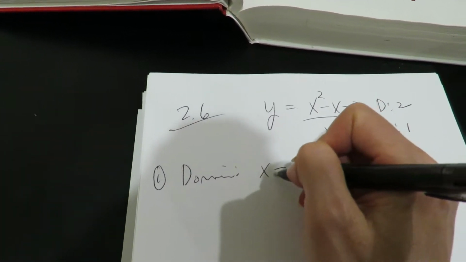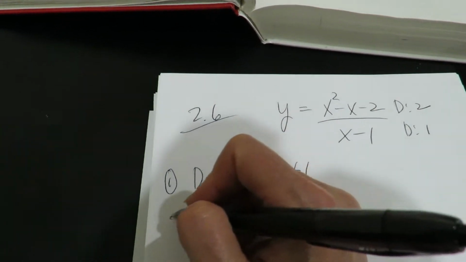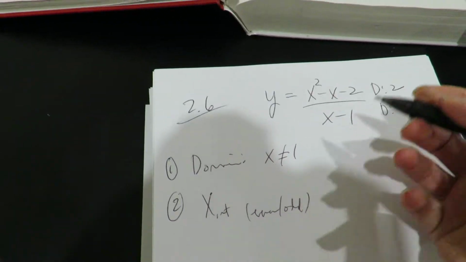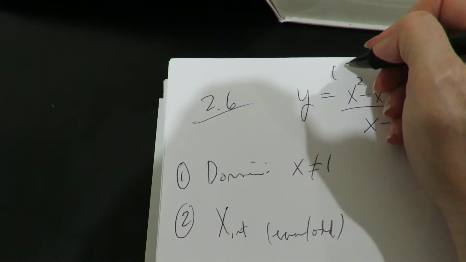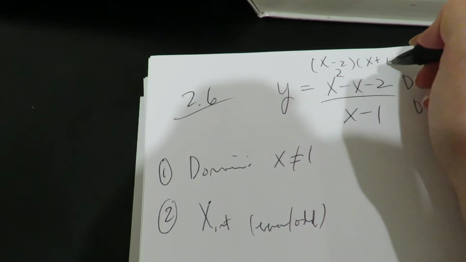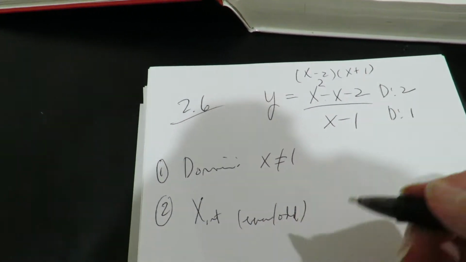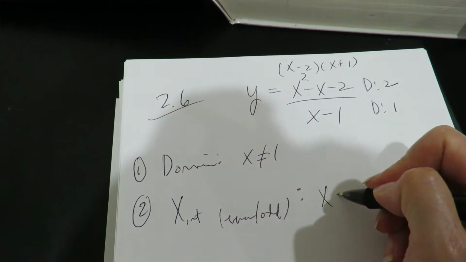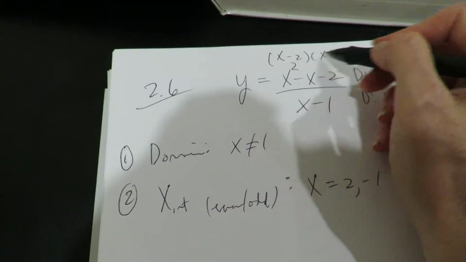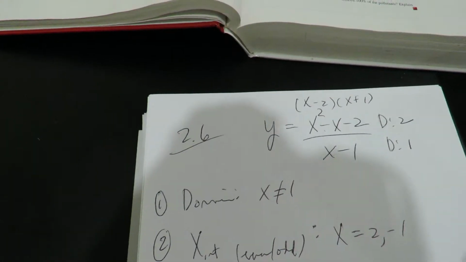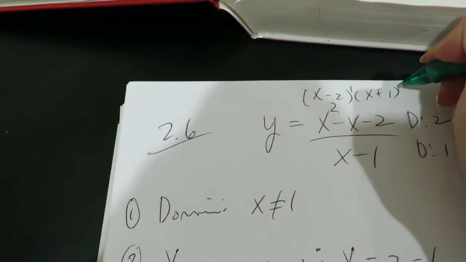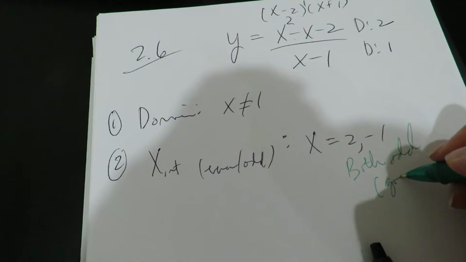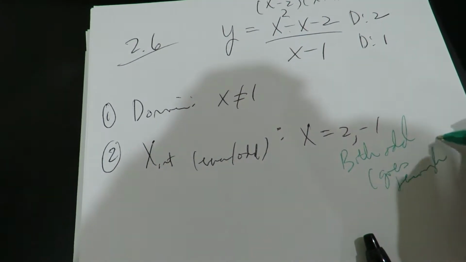So the domain here: x cannot be 1 because you can't divide by 0. X-intercepts, you need to do even or odd on them. Let me see, this factors into x minus 2, x plus 1. That gives you a negative. So x-intercepts, that's again where you set the numerator equal to 0. That's going to give you x is 2 or negative 1 from the numerator. Now you just have one of each of these factors, so they're both odd, which means it's going to go through the x-axis.